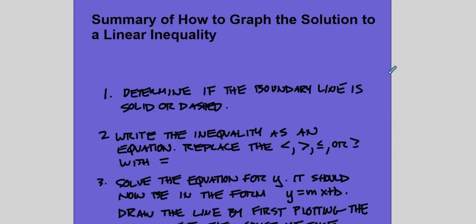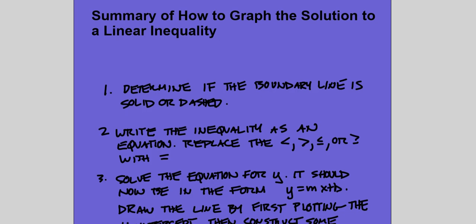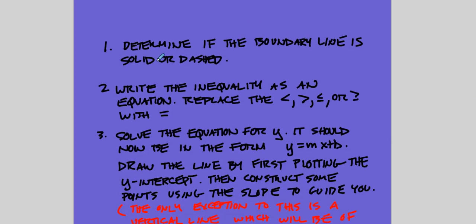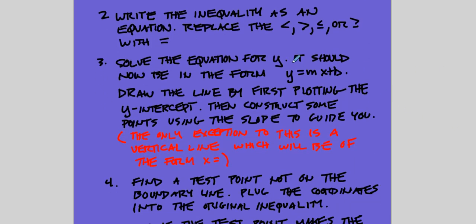So let's summarize how to graph the solution to a linear inequality. First, determine if the boundary line is solid or dashed. 2, write the inequality as an equation. Replace the less than, greater than, less than or equal to, or greater than or equal to sign with an equal sign. 3, solve the equation for y. It should now be in the form y equals mx plus b. Draw the line by first plotting the y-intercept, then construct some points using the slope to guide you. The only exception to this is a vertical line, which will be of the form x equals.